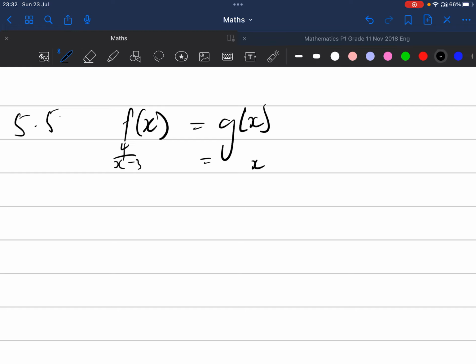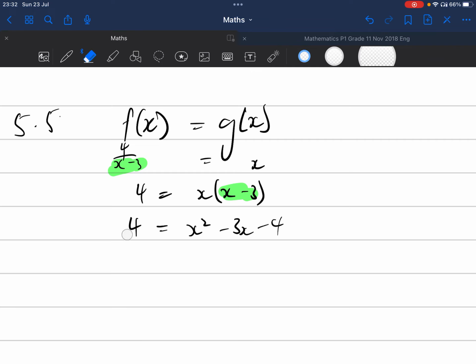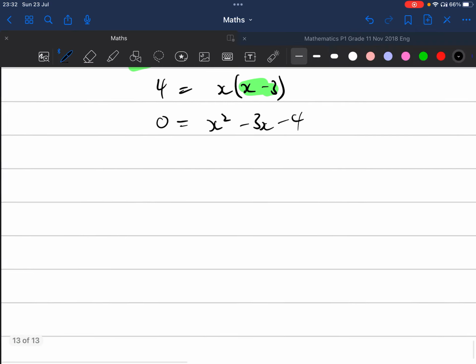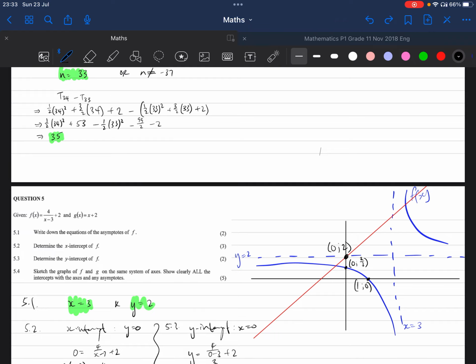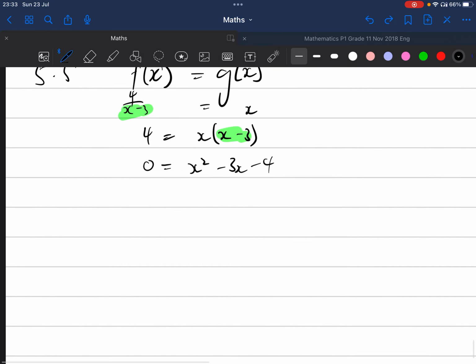Okay. And then now I can get rid of this fraction by multiplying it. So this will become x times (x minus 3). Right, you can see I brought this from here to there. Okay, so 4 equals x squared minus 3x. And now I'll just bring this 4 to this side. So this will become minus 4, and this will become 0. Okay, and now you can see we just have a quadratic equation to solve, and that makes sense. We'll have two x values because we have 2 points of intersection. Okay, so let's quickly solve that.